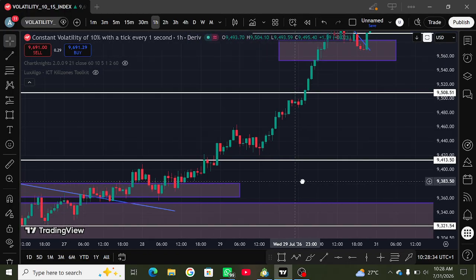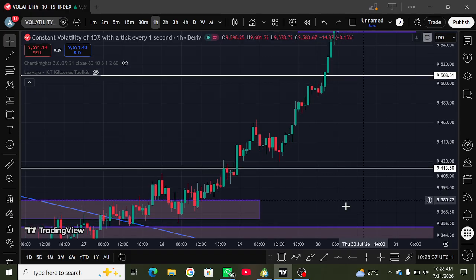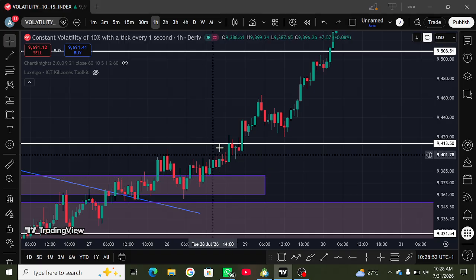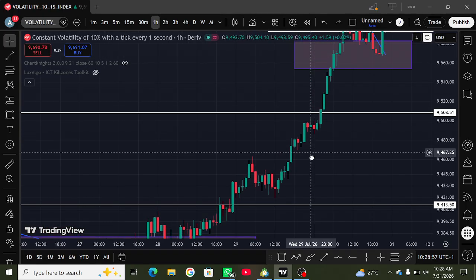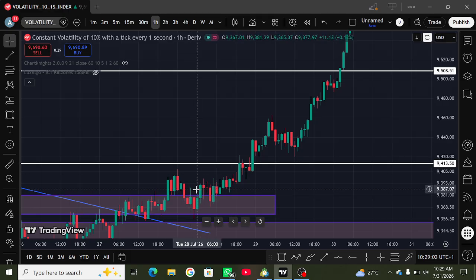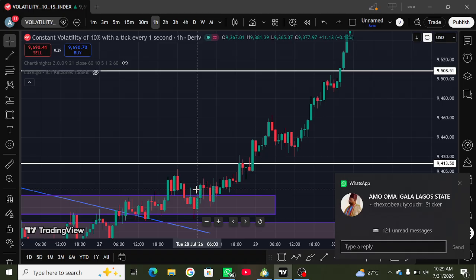Okay, imagine a very good candle here that left a very big wick below, taking this liquidity, and then after the close of this bullish candle here, that's our confirmation entry for a buy. You understand? And that was how it went, and that's how it has been buying since that day. That was on the 28th of this month.